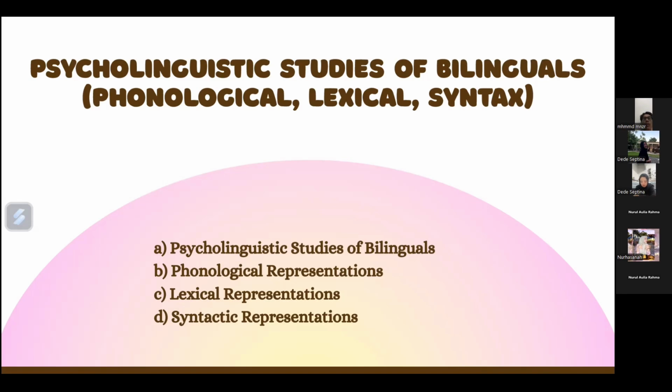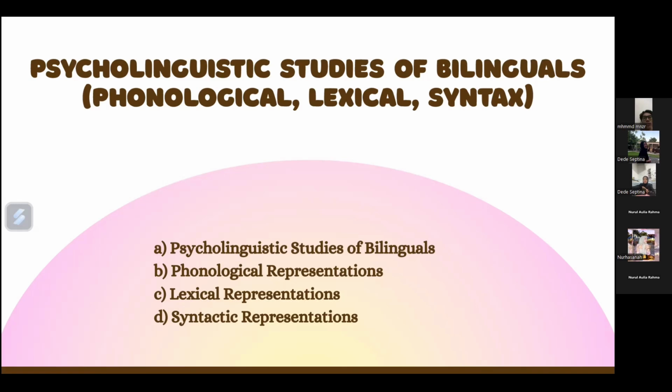Research on syntactic priming, where exposure to a sentence structure influences future sentence production, suggests that bilinguals share syntactic representation across languages. For example, studies have found that hearing a sentence in one language can influence how bilinguals construct a sentence in their other language, even when the grammatical structure differs slightly.